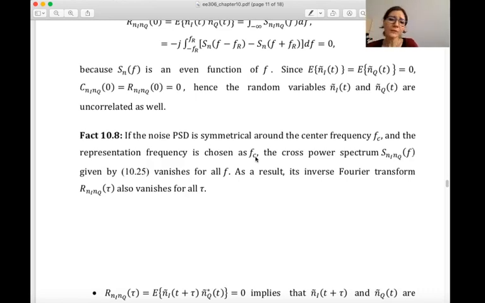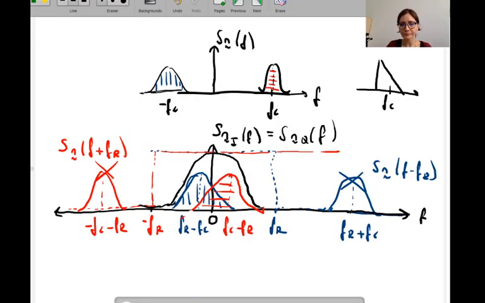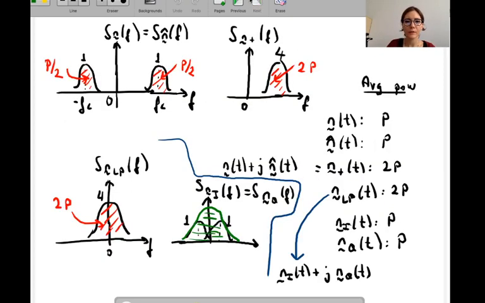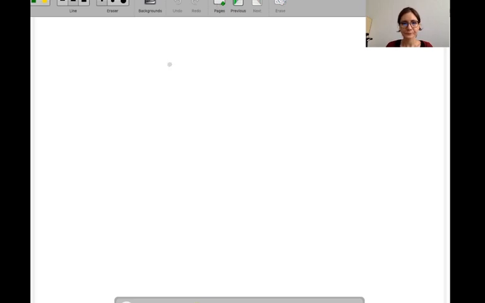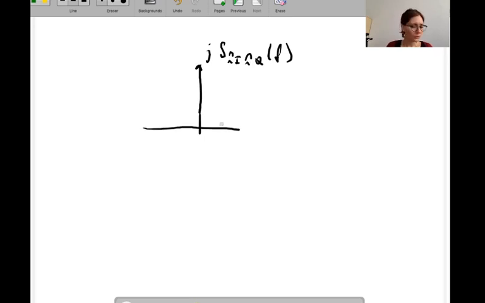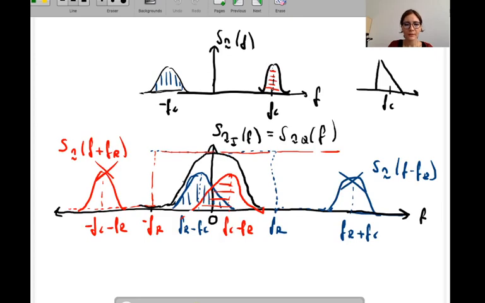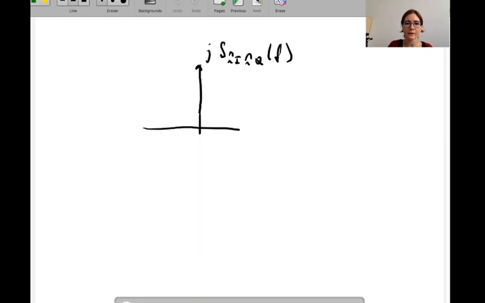Then let's see what's going to happen. Remember the blue curve and the red curve, so I'll just make a new drawing here. We are trying to draw S of Ni,Nq of f. So the blue curve, taking the representation frequency Fr equal to Fc, well, this peak, Fr minus Fc, will move to 0. So I have this blue curve centered at 0.